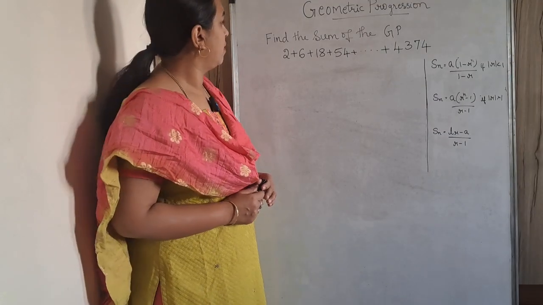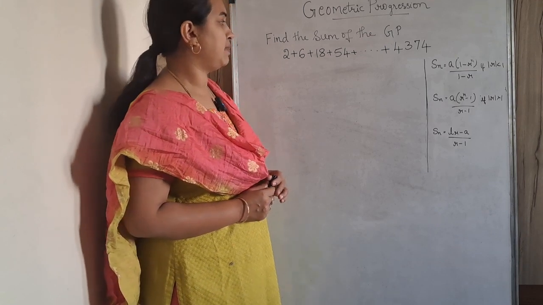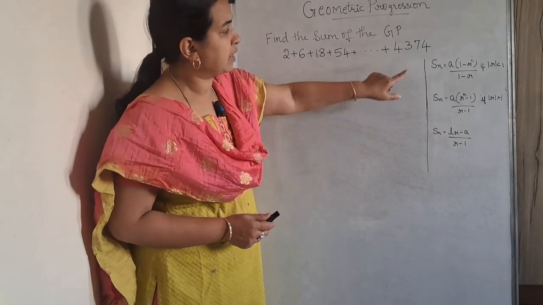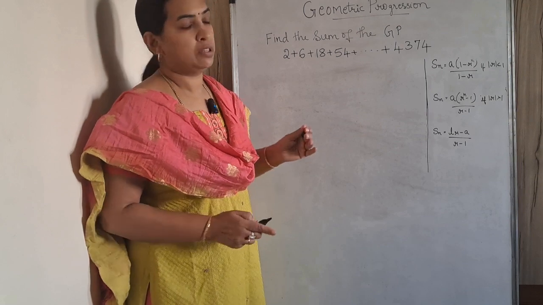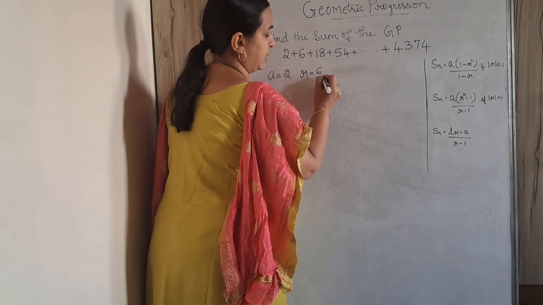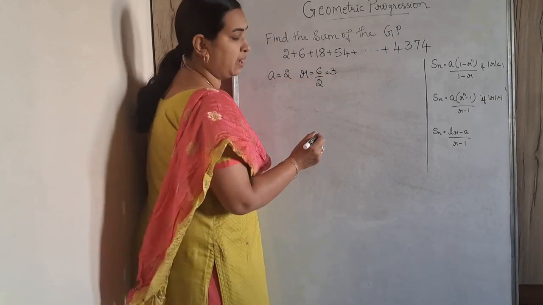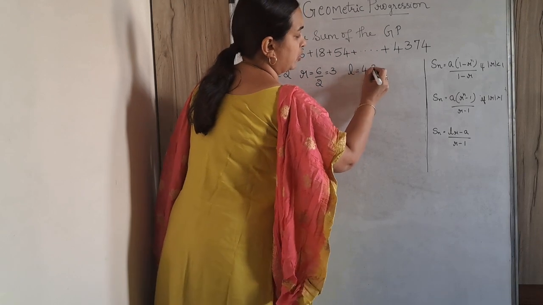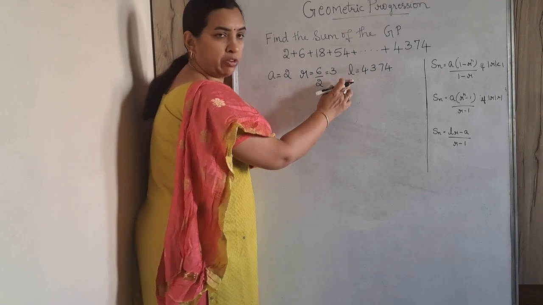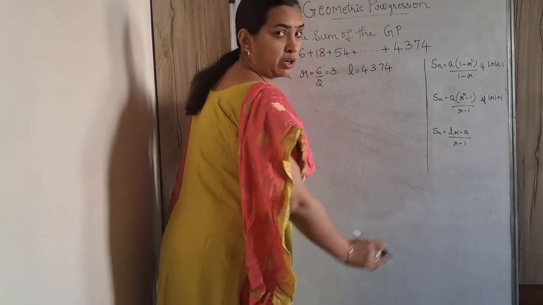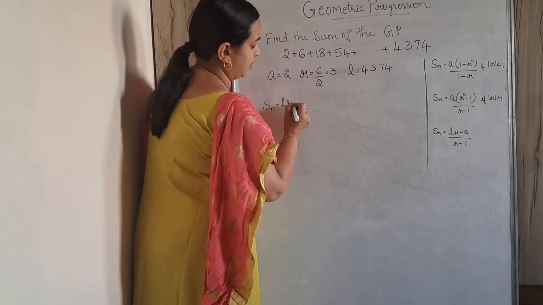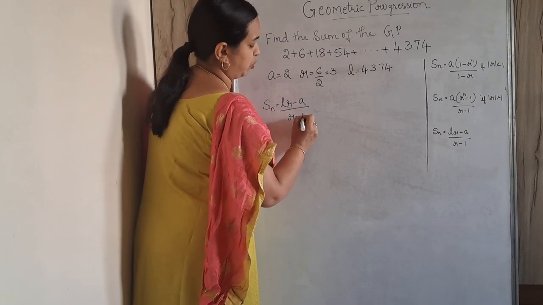The next problem is find the sum of the GP 2 plus 6 plus 18 plus 54 plus etc. up to 4374. Here they have given the last term, that is 4374. So first let us write down the given data. Here A is equal to 2, R is equal to 6 by 2, which is equal to 3, and the last term is 4374. See, you know the value of A, you know the value of R, and you know the value of L. You can use this formula to find the sum. So here Sn is equal to LR minus A by R minus 1.